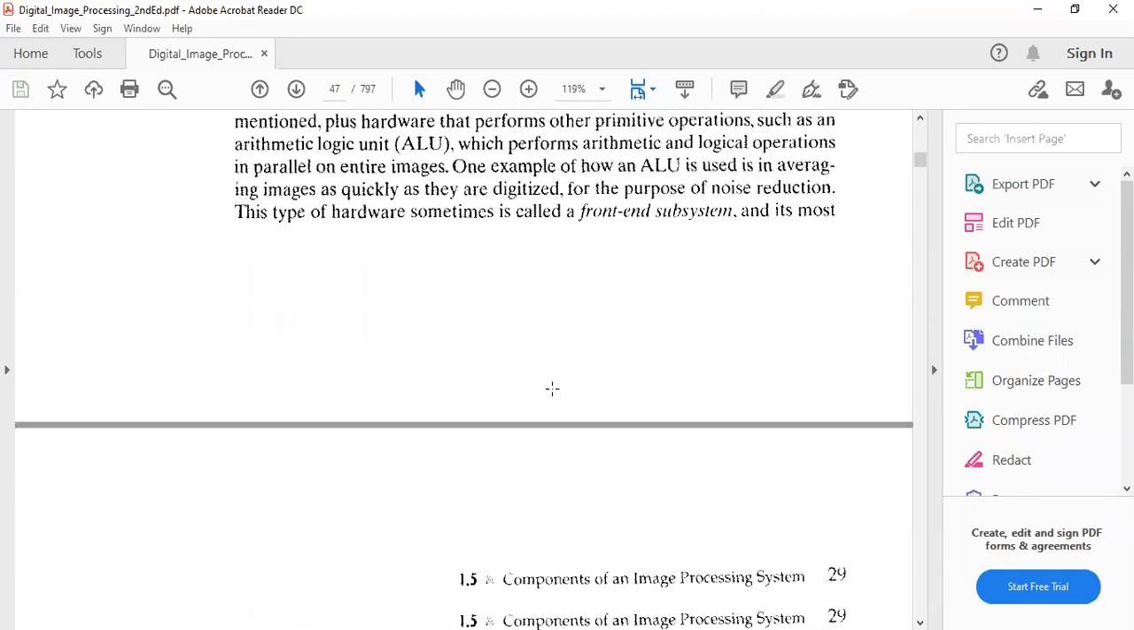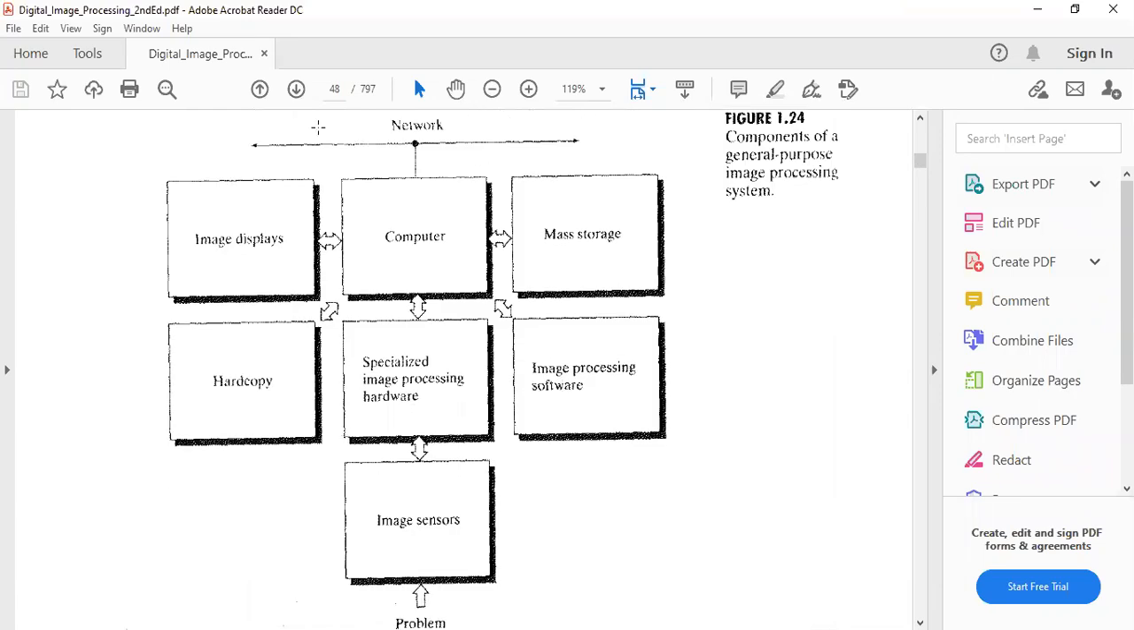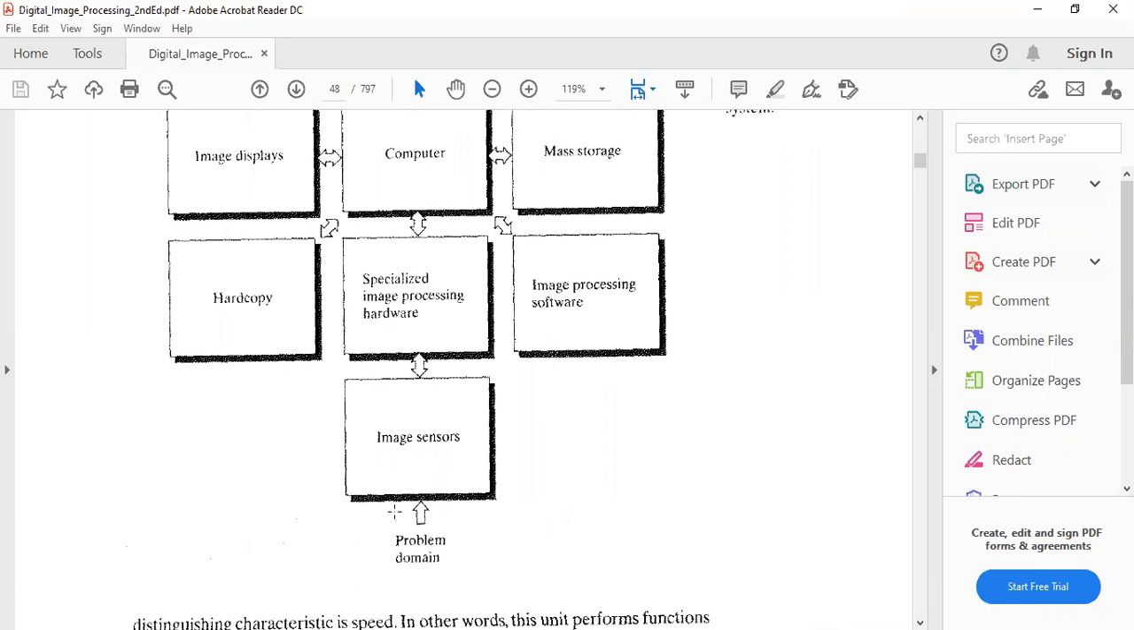The block diagram is there. I explained the significance of each block: network, image displays, computer, mass storage, hard copy, specialized image processing hardware and software, image sensor and the problem domain. Starting from the lower end, the problem domain is sensed by image sensors, which are given to specialized image processing hardware and software. Not all software and hardware can process every image. There is specialized software for processing normal digital images.